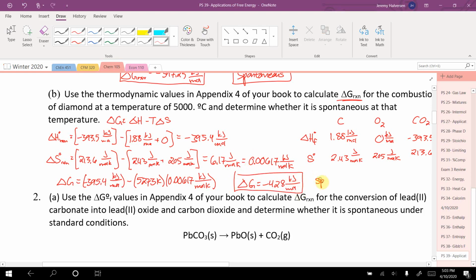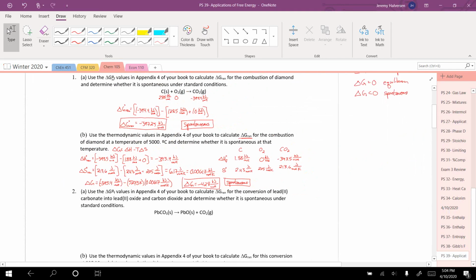And therefore at high temperatures, diamond still burns, which we would kind of expect. Your intuition would say that if diamond burns at normal temperatures, then it would burn at high temperatures too.